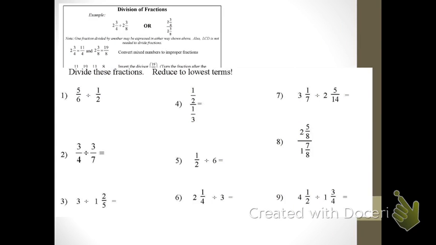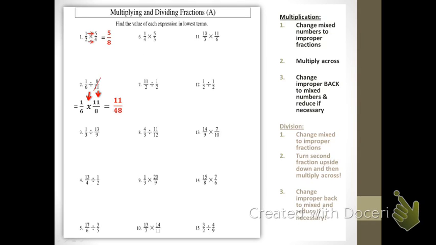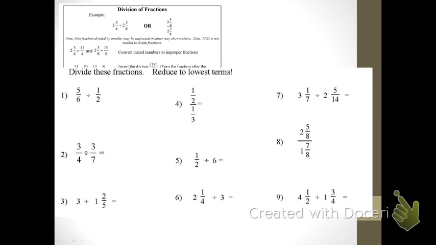Okay, so we have 5/6, and we're going to flip the second fraction. So we have 5/6 times, let's flip that to 2/1. And then you multiply across. 2 times 5 is 10. 6 times 1 is 6.